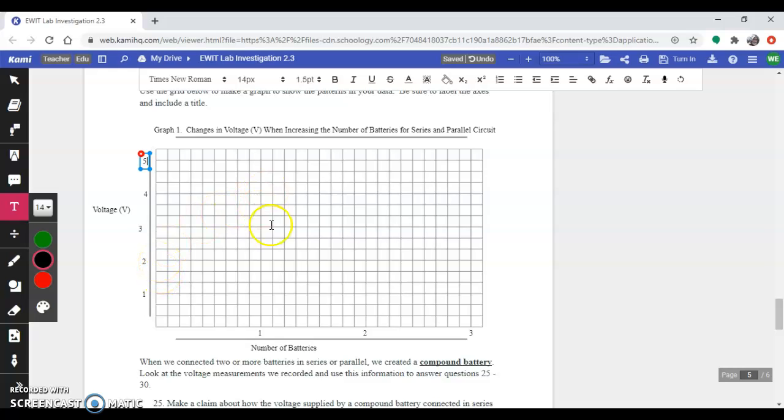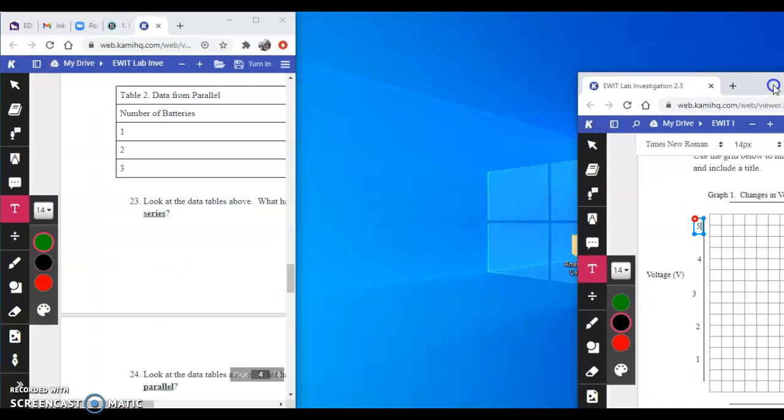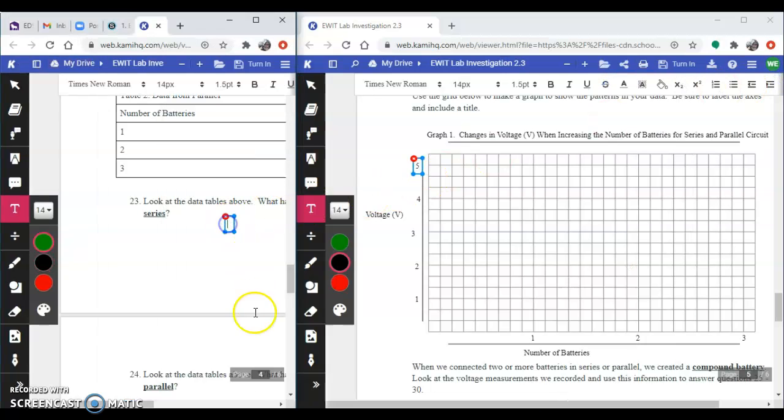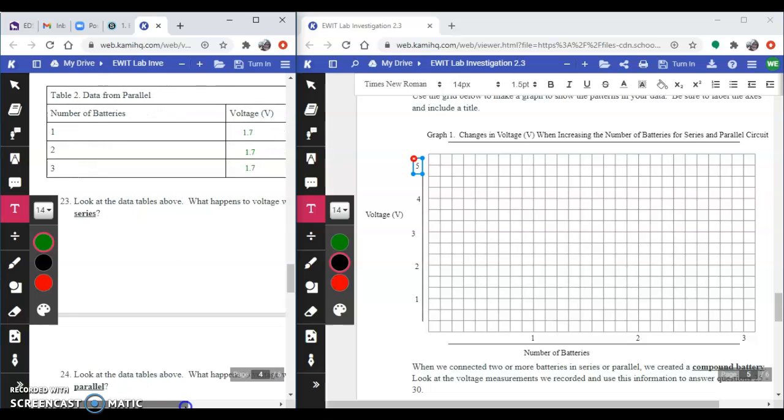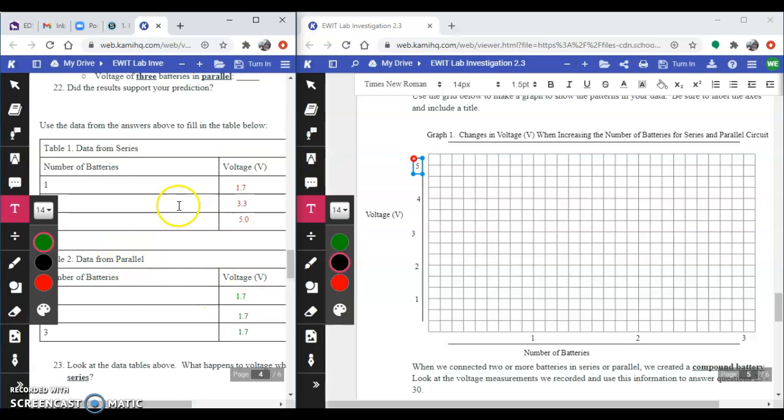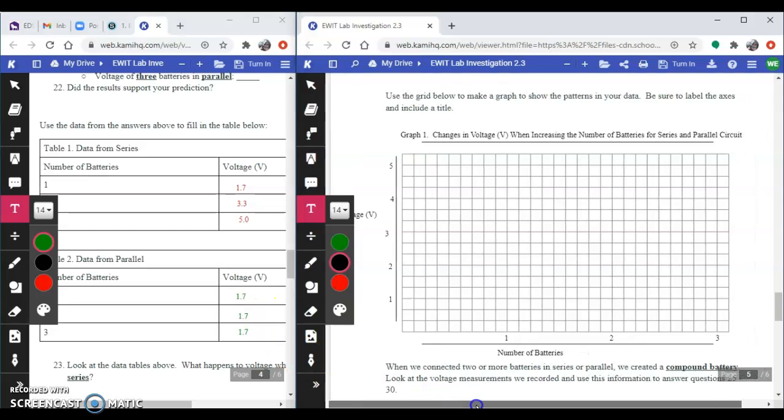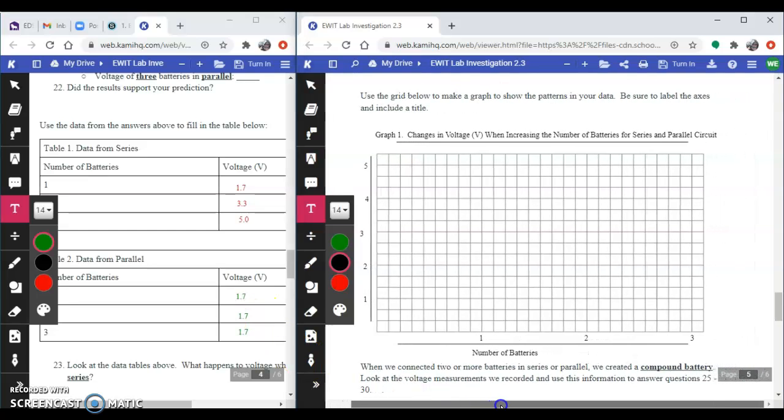So when we're plotting our data, we need to look at our table that we created. And so I've got another table that I've put over here for you. Also, we need to think about, we're going to graph both the series data and the parallel data. So what I need to do is over here, I need to create a key. So I'm going to say that this is my key.